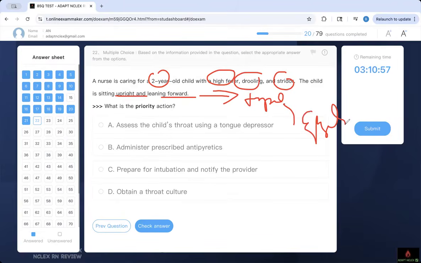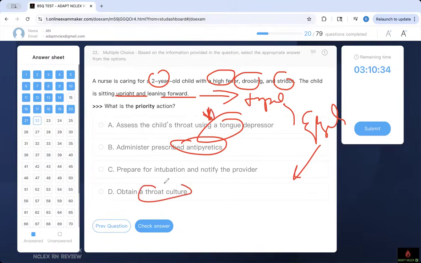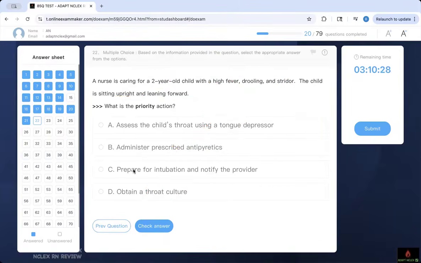If it's epiglottitis, then what is my priority? Assess the child's throat using a tongue depressor, nothing goes in the mouth. Administer prescribed antipyretic is not a priority, the fever is not. Airway is my priority. Prepare for intubation and notify the provider, or obtain throat culture. I said nothing goes through the mouth. Therefore, why do you obtain throat culture? We got to prepare to intubate.